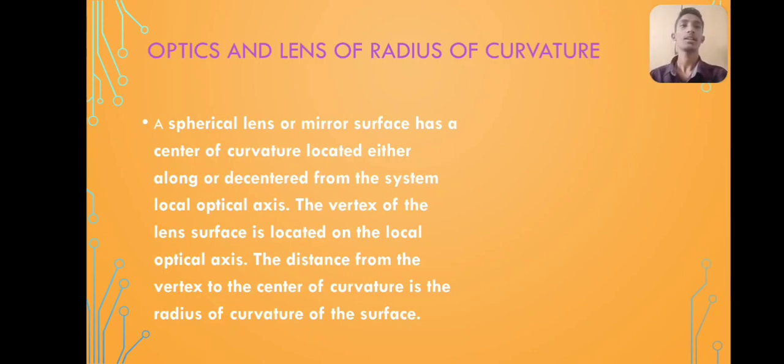A spherical lens or mirror surface has a center of curvature located either along or decentered from the system's local optical axis. The vertex of the lens's surface is located on the local optical axis. The distance from the vertex to the center of the curvature is the radius of curvature of the surface.